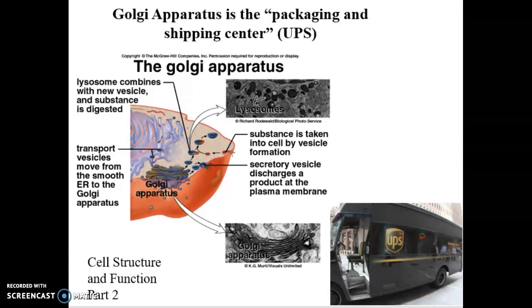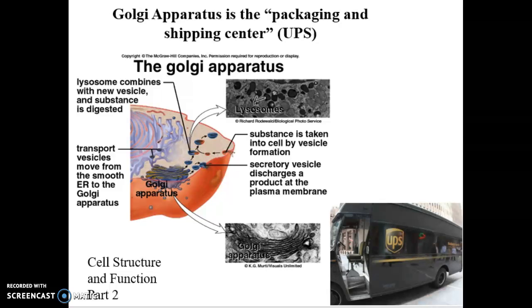It says, okay, this goes to this part of the cell, or this goes to that part of the cell, or maybe this goes out of the cell and needs to go to a different part of the body. So consider where testosterone is produced, yet that testosterone has to go to every single muscle cell in the human body. So it's got to get shipped, it's got to get sent out. That's what the Golgi does, packaging and shipping center.